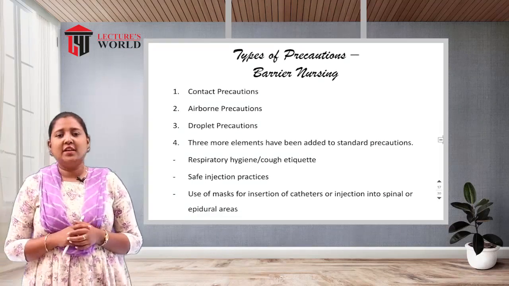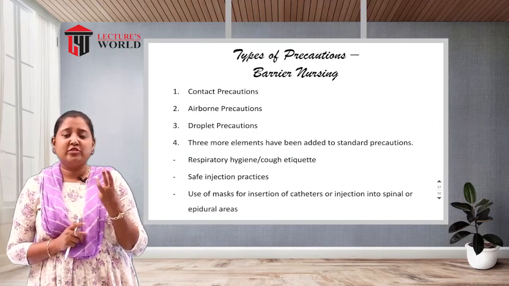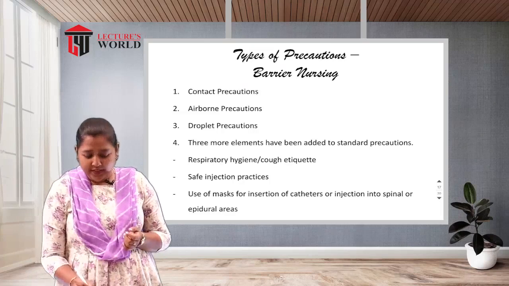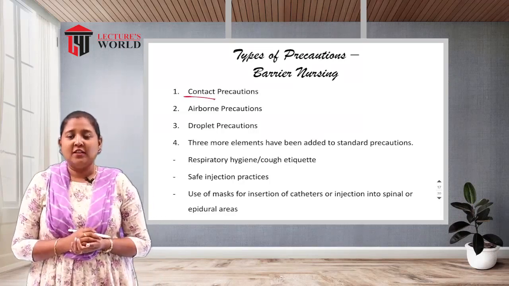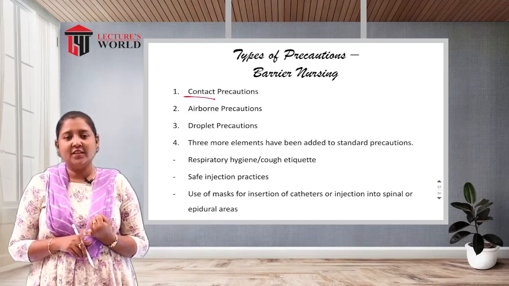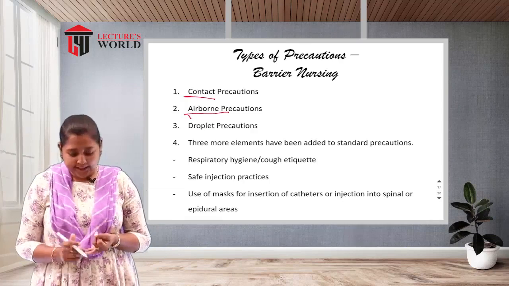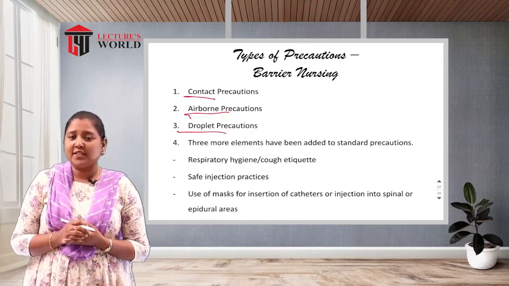What can be done in barrier nursing? We are protecting the patients from three different problems. One is contact precaution. Contact diseases will be prevented by barrier nursing. You can prevent airborne diseases and you can prevent droplet infections.